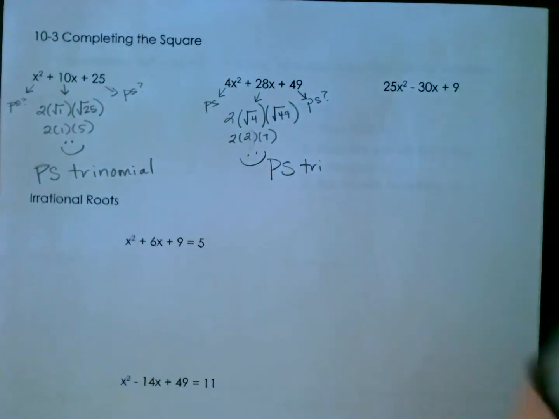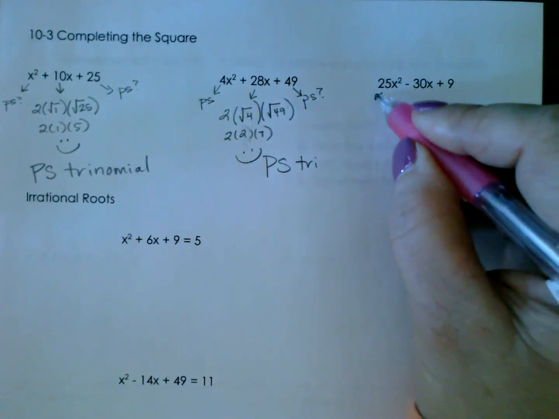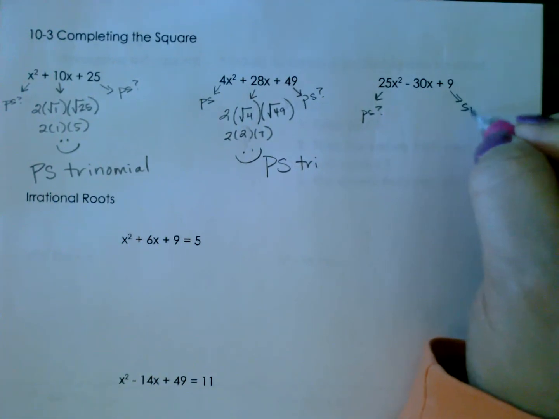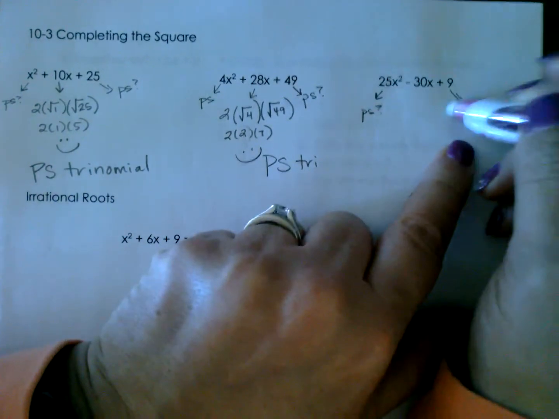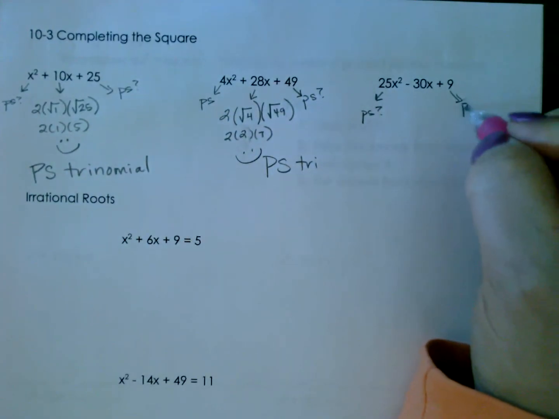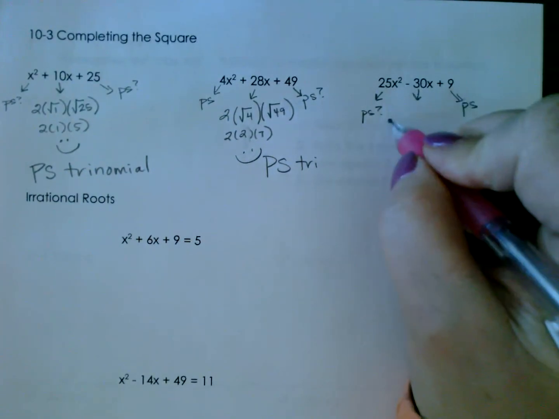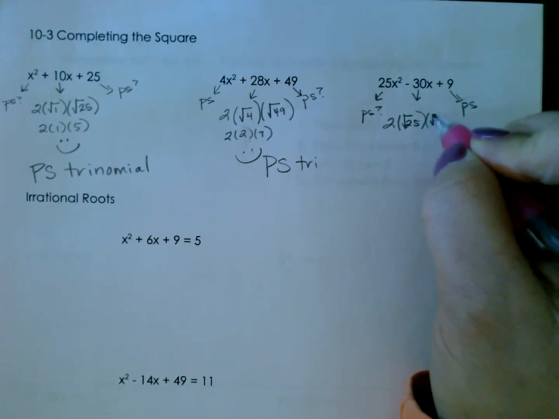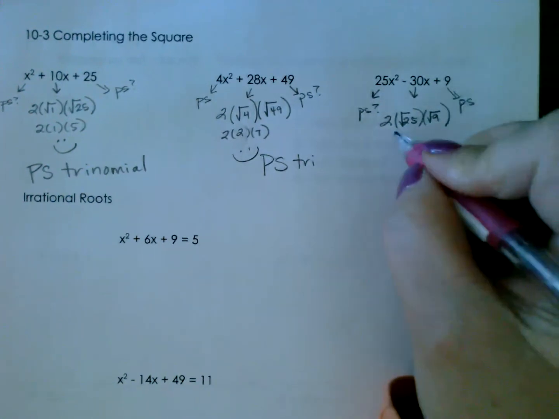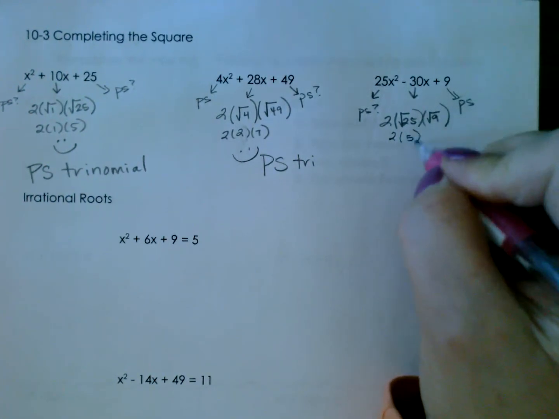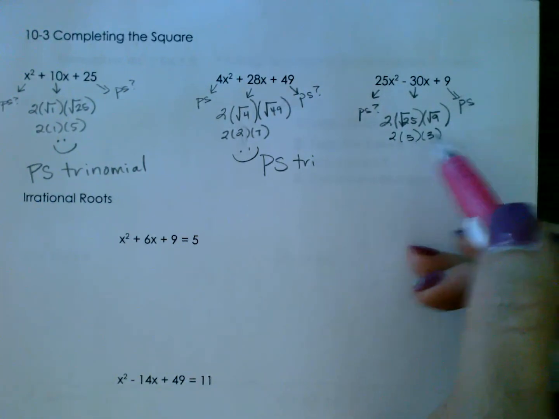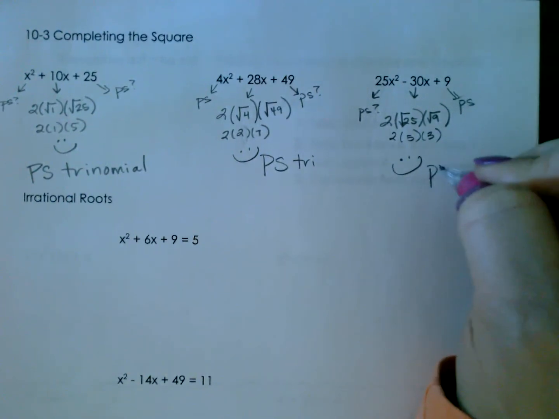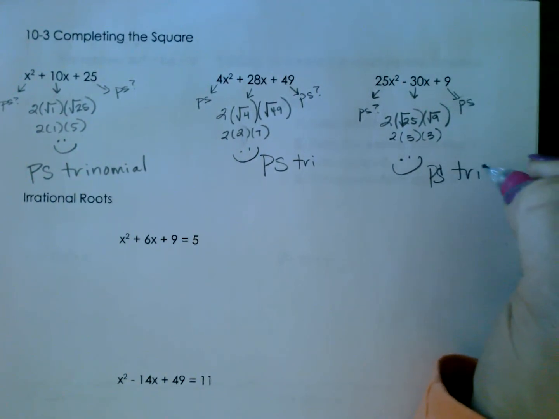And for the last one, is this a perfect square? Yes. Is this one a perfect square? 9 is a perfect square. Is 30 2 times the square root of the A term times the square root of the C term? 2 times 5 times 3. 15 times 2 is 30. So we have a perfect square trinomial.